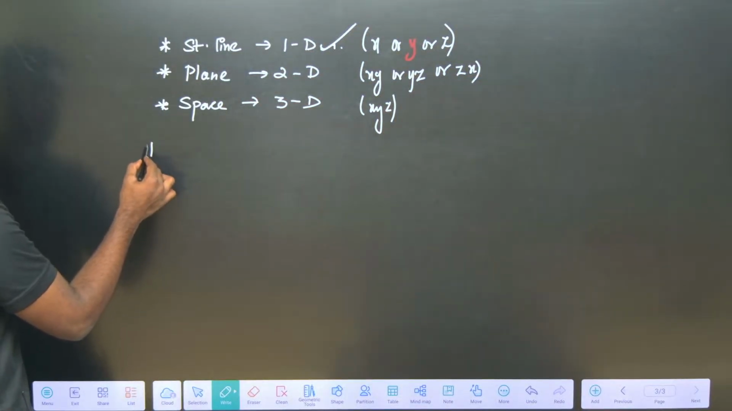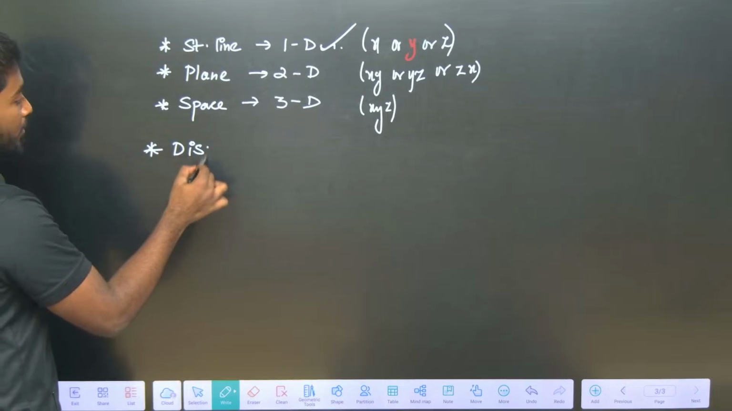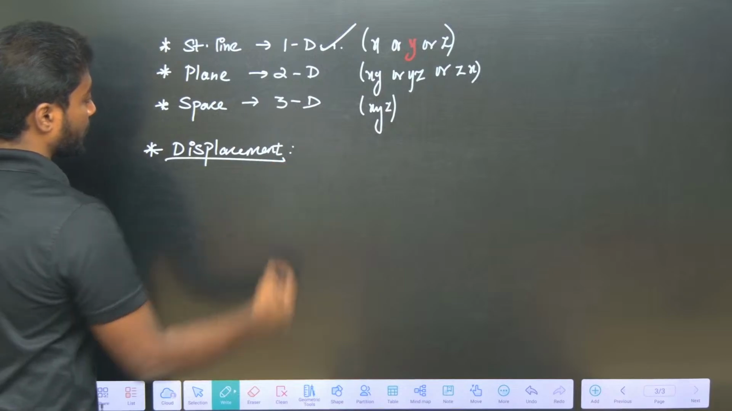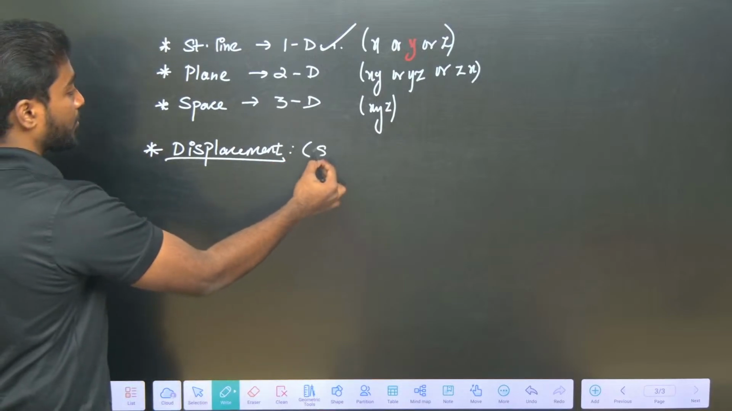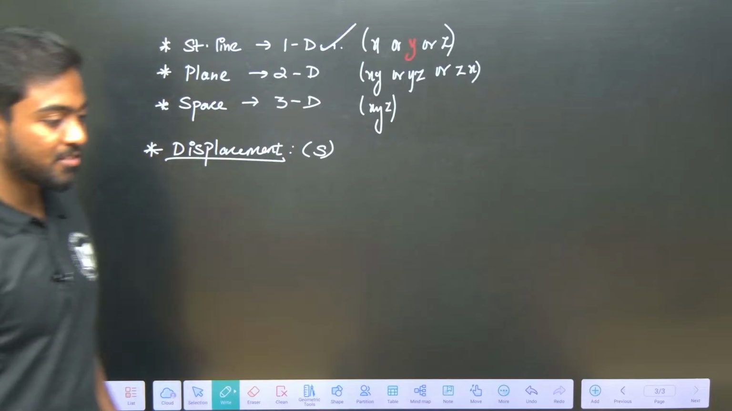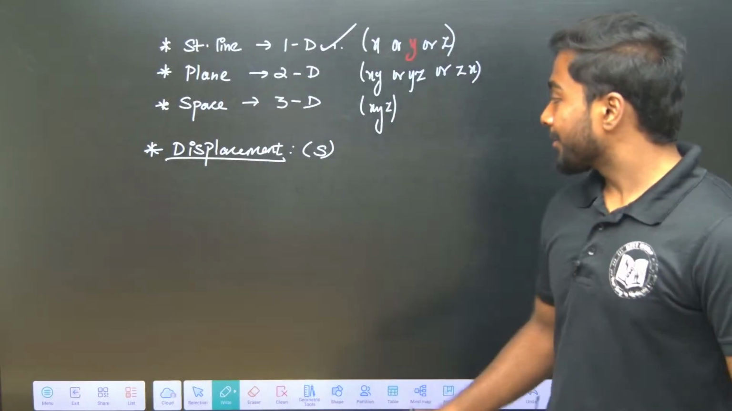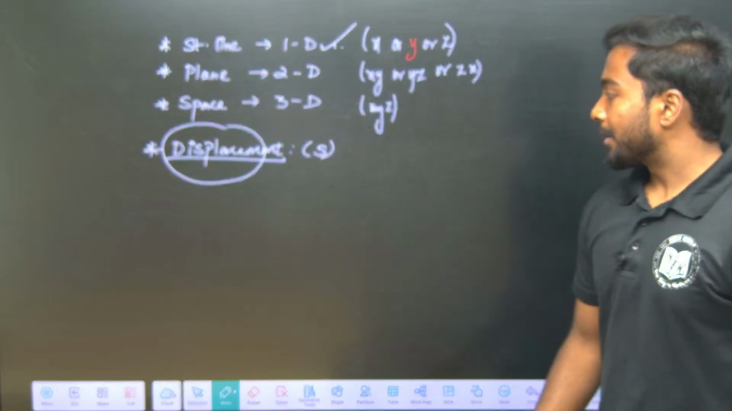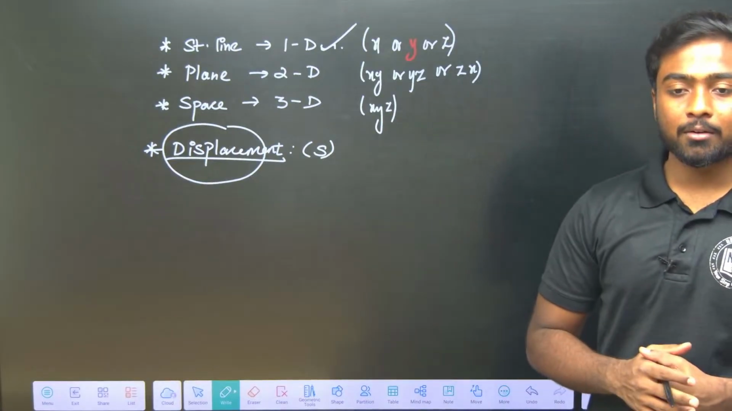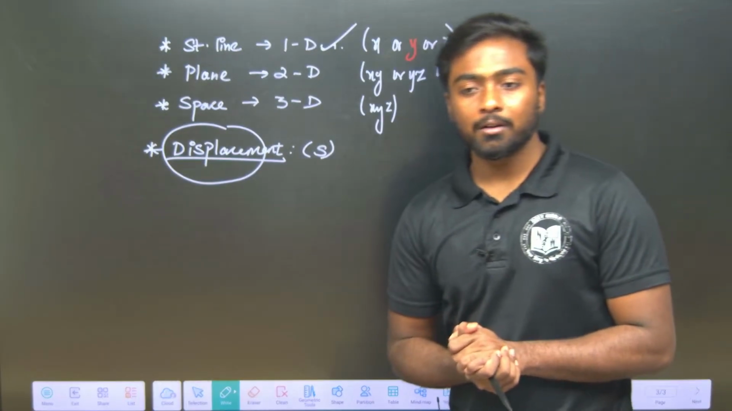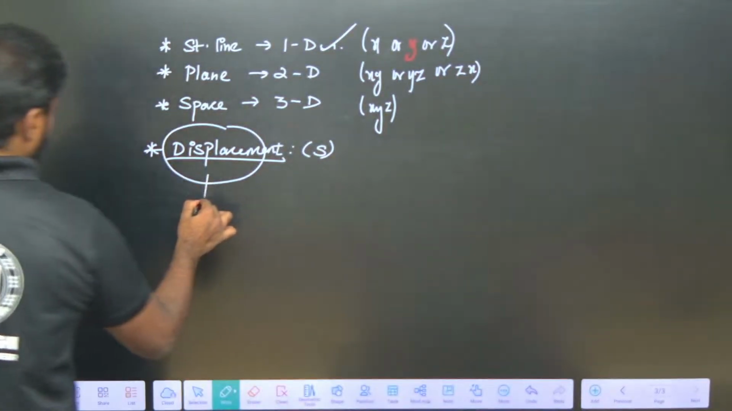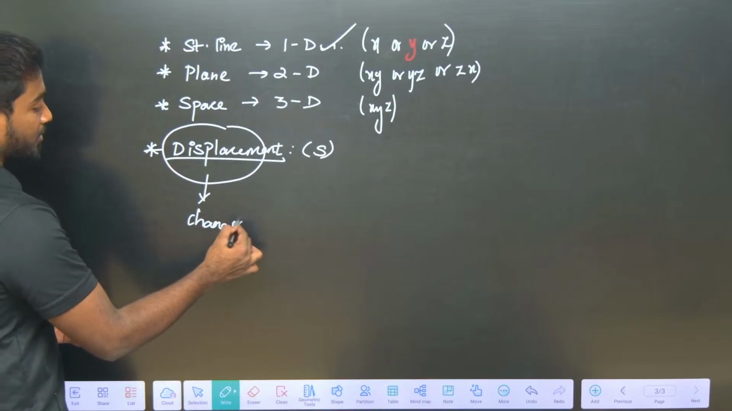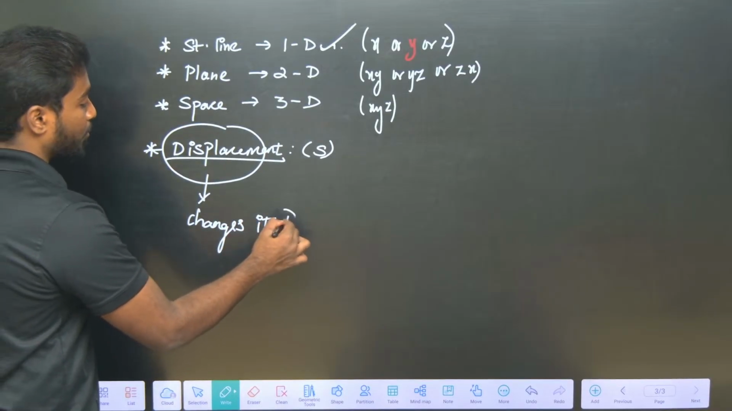Now let us see the topic displacement. Let me take this as a symbol. Displacement: the meaning of this is that it changes its position, or changing in position.